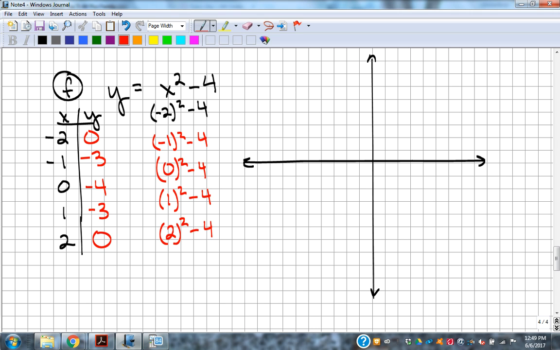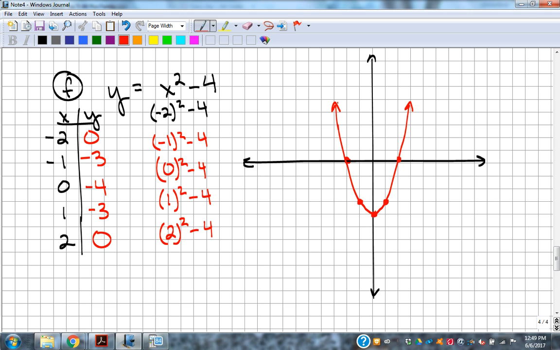They're in different spots. So I'm going to do -2, 0, 1, -1, -3, 0, -4, +1, -3, and 2, 0. I get this kind of U shape out of it. It's not a V because it's not the same kind of slope in between those two. It's more of a U shape out of that. And that's the graph that we get from example F.